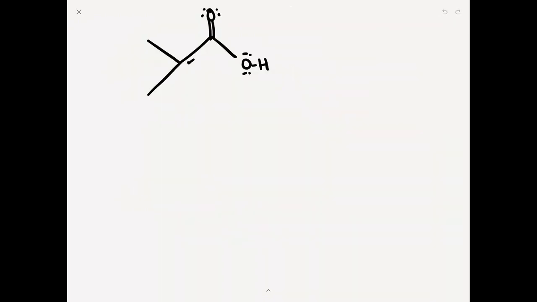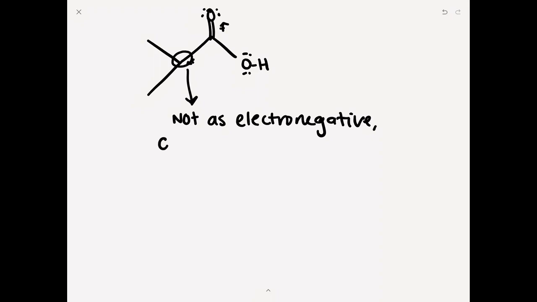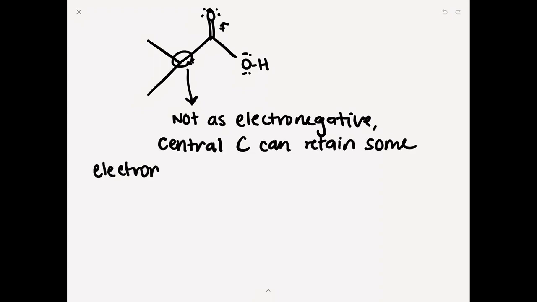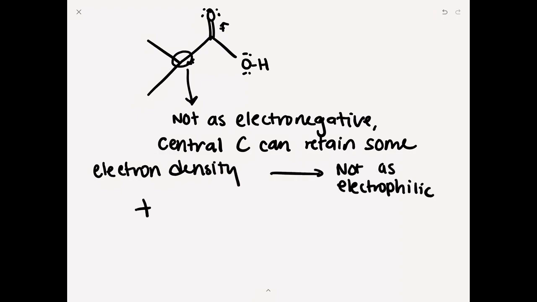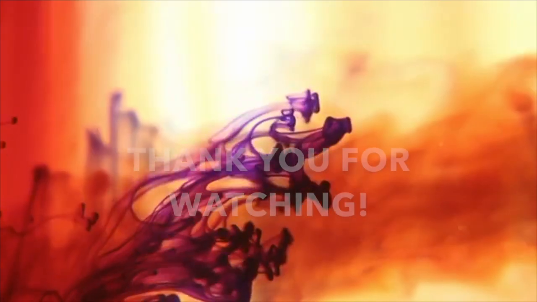Finally, the isobutyric acid. The structure looks similar to acyl chloride, but instead of highly electronegative chlorines, there are only not as electronegative carbons. Since there's not as strong of a pull on electrons, carbon can retain some of that electron density, making it not very electrophilic at all. This will be the least reactive of them all.